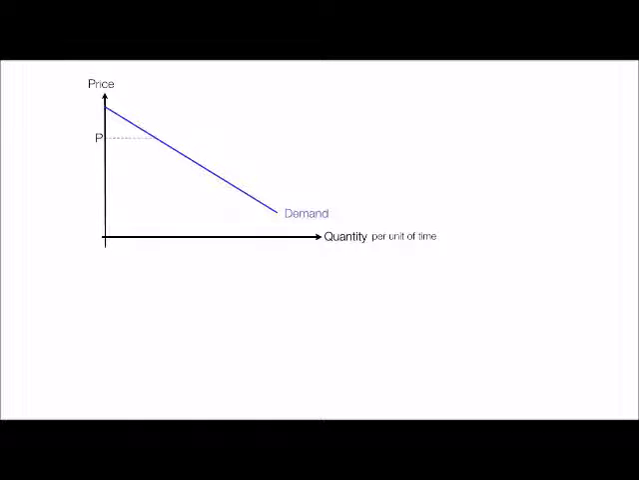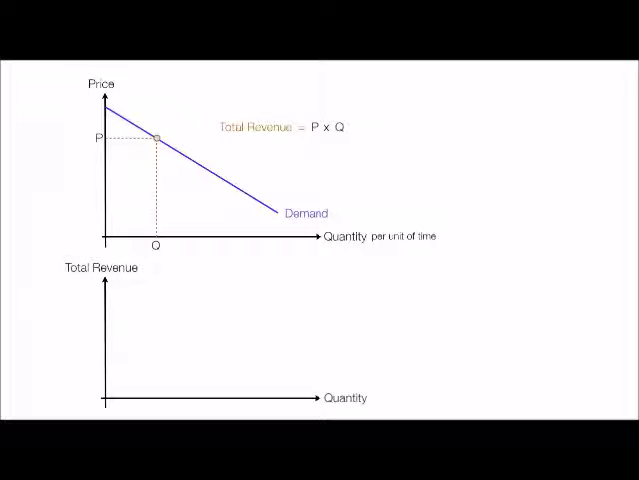So at this price and this quantity, I can calculate revenue for the monopoly, and that's that point right there. So total revenue is equal to price times quantity, or P times Q. The first thing I'm going to do is build the total revenue curve. So I'll bring down the quantity straight down, and on the vertical axis I'll plot total revenue. So at this level of quantity, that is my total revenue. Right there.